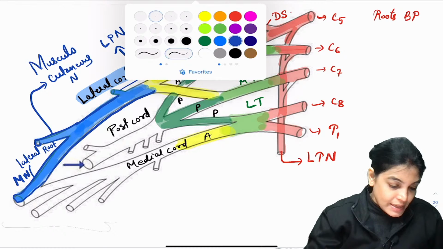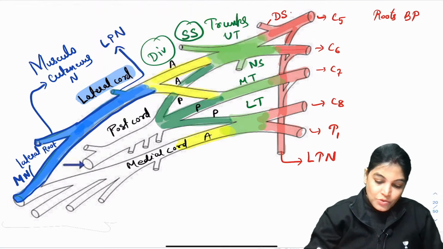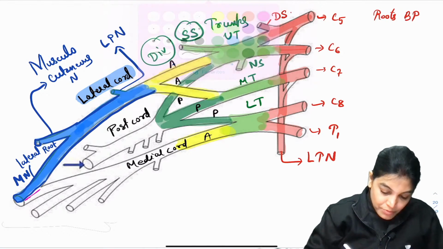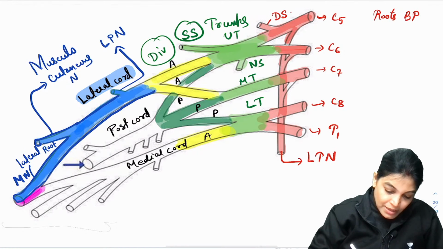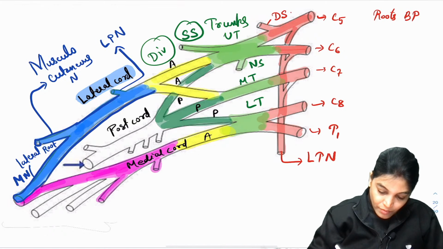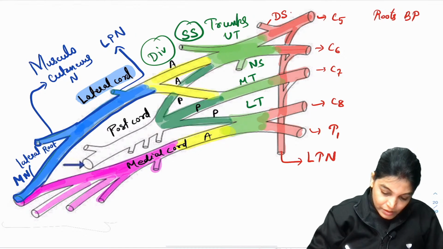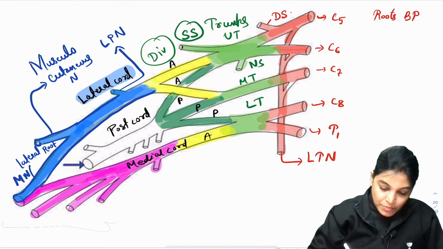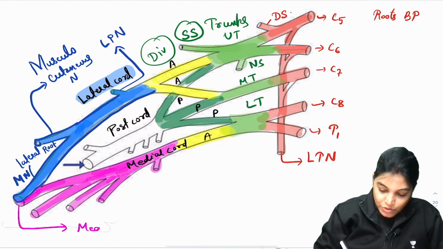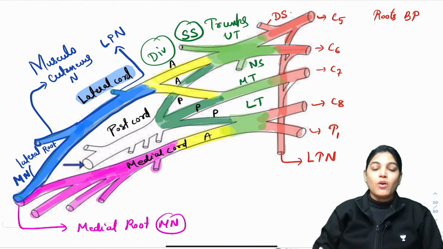Okay, now we will see the medial cord. See here, the medial part of the median nerve here is forming the medial root of the median nerve. So, this is the medial cord. Let me tell you about the branches of the medial cord. We have got 5 branches from the medial cord, and here the first is the medial root of the median nerve. So, the median nerve takes contribution from both the medial cord and the lateral cord.